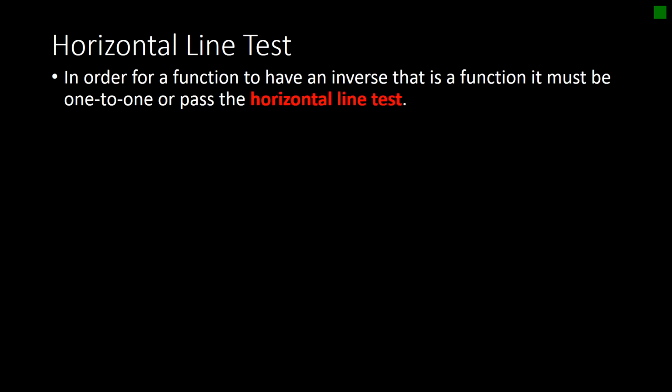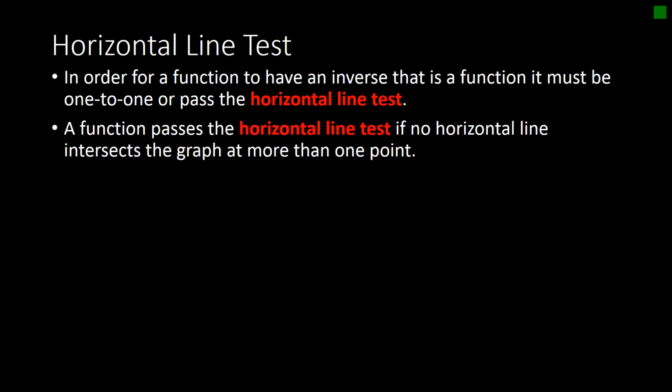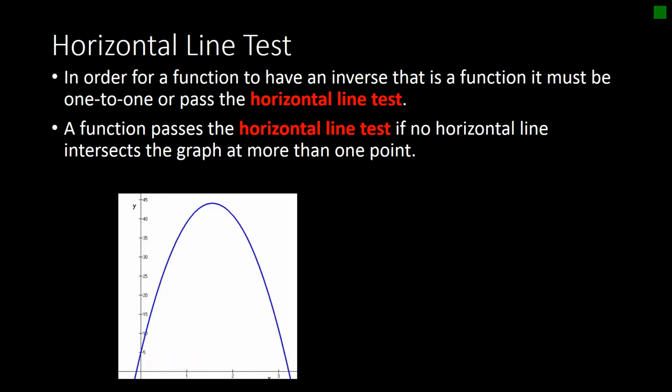So we have the horizontal line test. Now this horizontal line test lets us know if a function has an inverse that is also considered to be a function. So if a function passes the horizontal line test, then it is 1-to-1. So a function that passes the horizontal line test means that you have a function that no horizontal line intersects at more than one point.